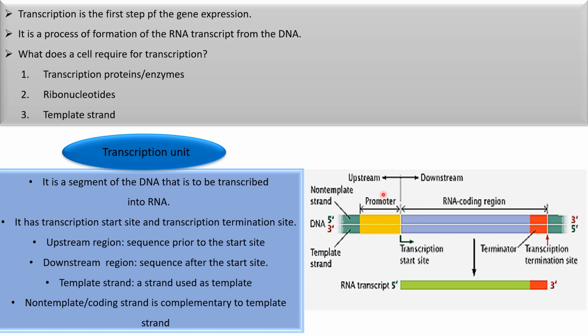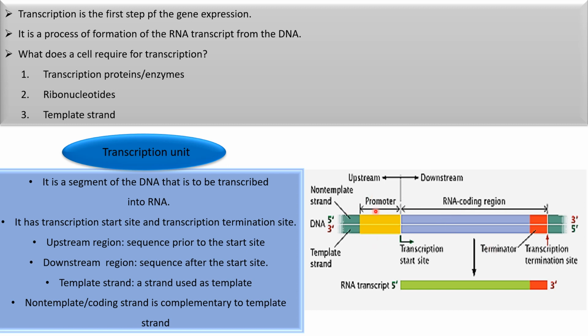A transcription unit has a transcription start site, from where the transcription begins, and the transcription termination site, where the transcription ends. Now there are two new terms, upstream and downstream. The sequence prior to the transcription start site is known as the upstream region, and the sequence after the start site is known as the downstream region. The downstream region contains coding information, while the upstream region contains the promoter region.